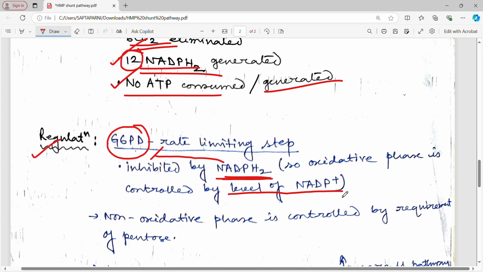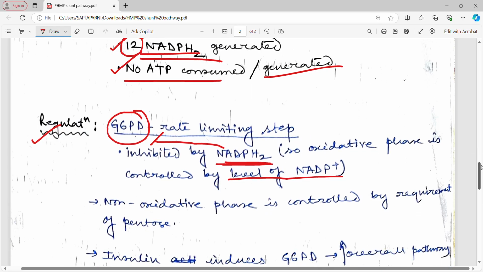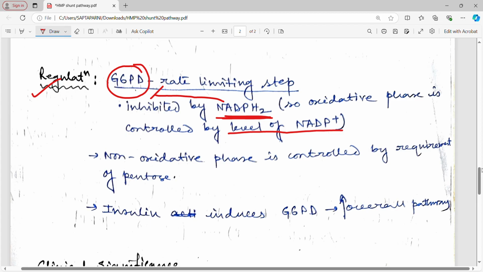Another thing that also regulates the oxidative phase of this HMP shunt pathway is insulin. Insulin actually induces the G6PD. So insulin helps in induction of G6PD. As a result, the overall pathway is induced. So insulin helps in this pathway.